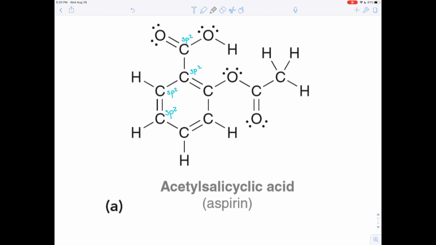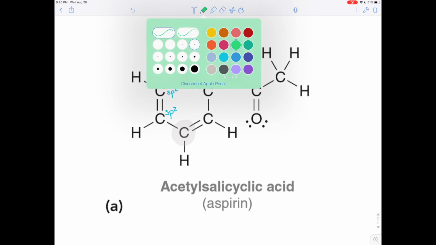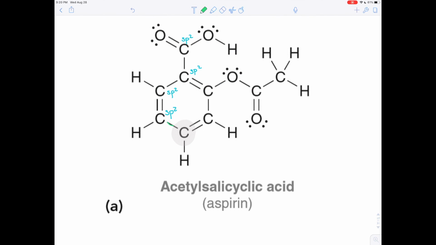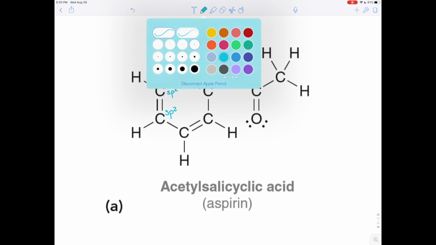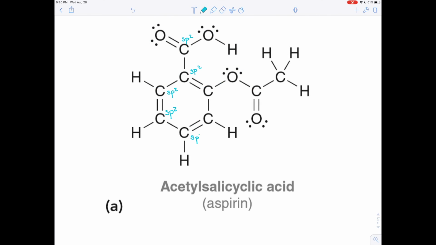And if we look at this next carbon right here, we will notice it very closely resembles the ones we've looked at so far. The first bond you form between two atoms is sigma. Every bond after that is a pi bond. We have one pi bond, and as we've seen many, many times, if you have one pi bond around an atom, that atom is sp2 hybridized.